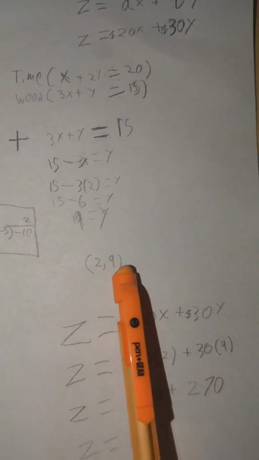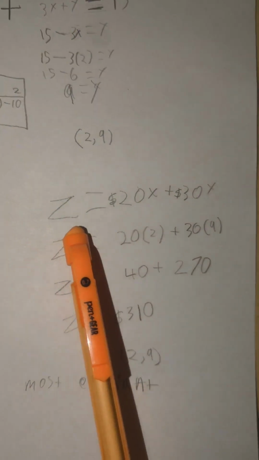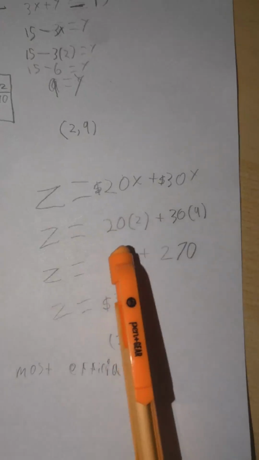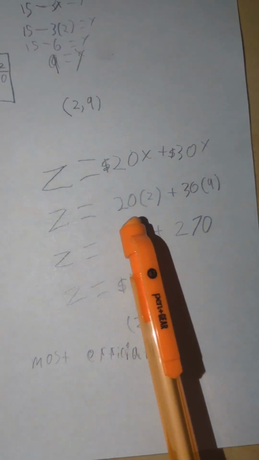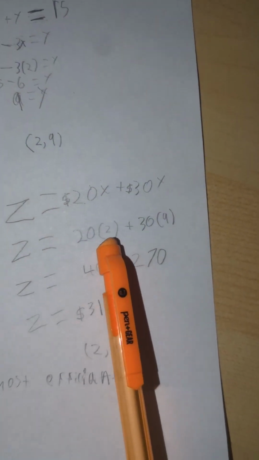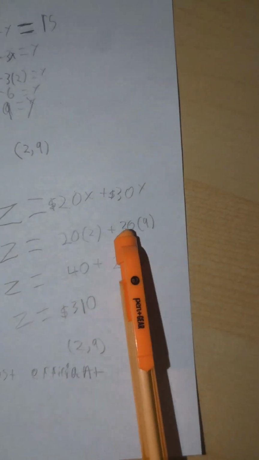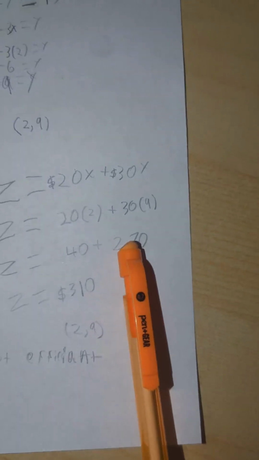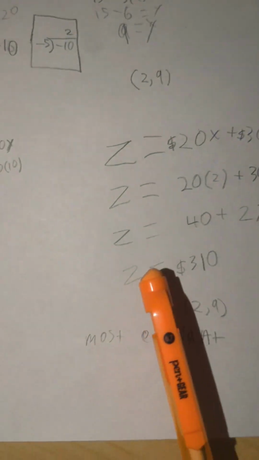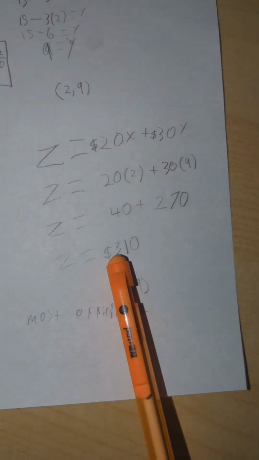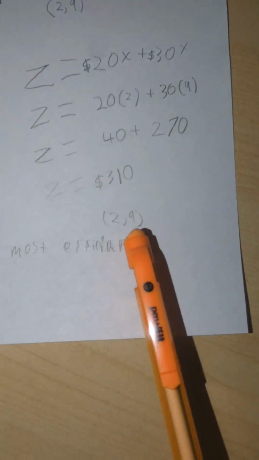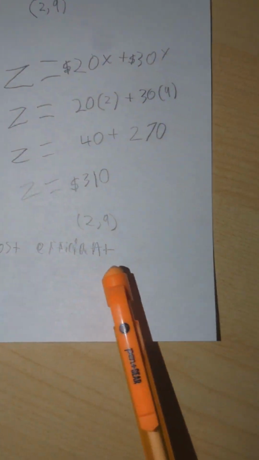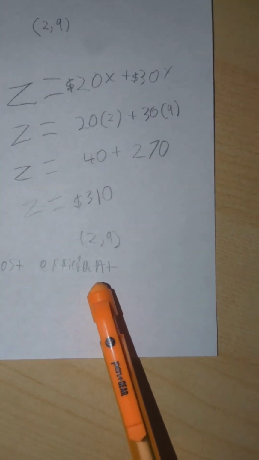So then we got 2, 9. Evan got interested, so we got Z equals 20X plus 30Y. 20 with the 2 becomes 40, then 30 times 9 becomes 270. So then Z equals $310. So the one that everyone wanted was this one, because it was the most efficient way to do it.